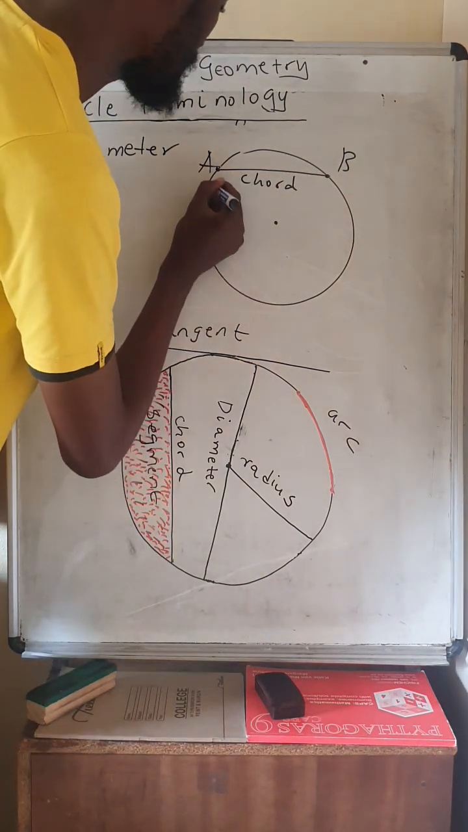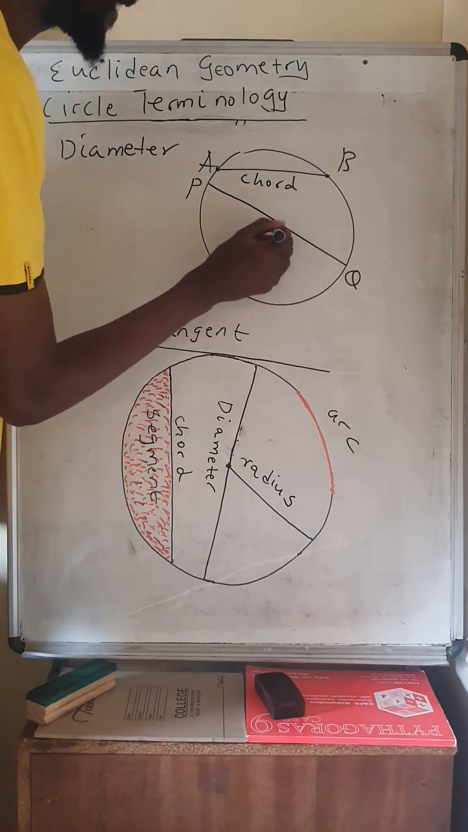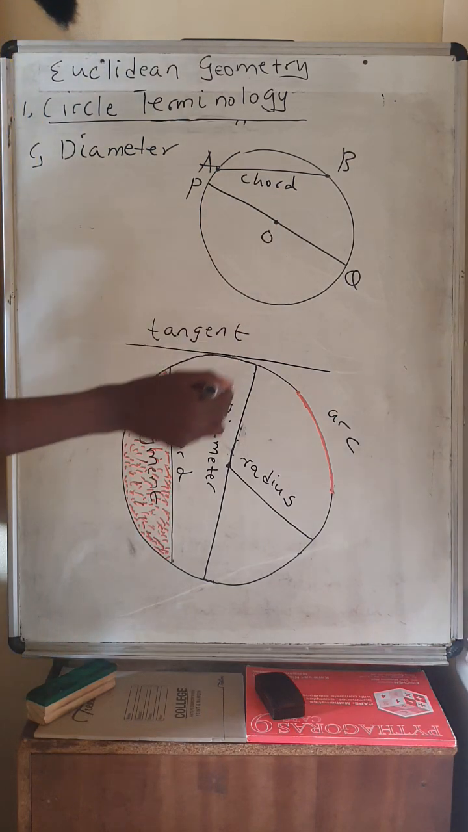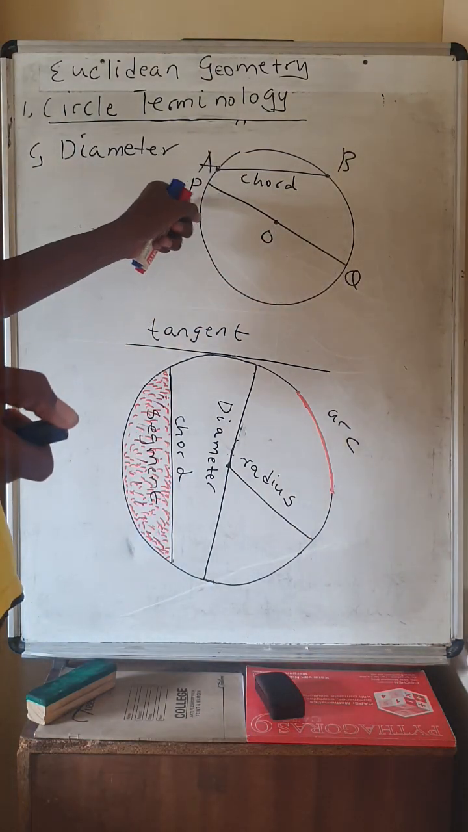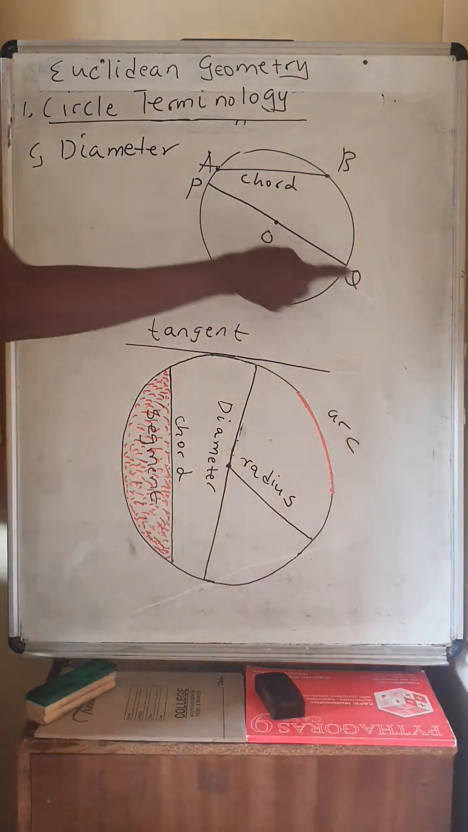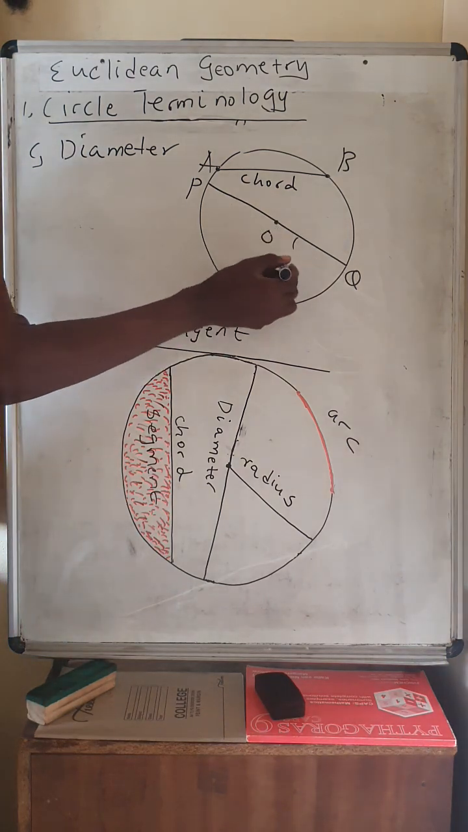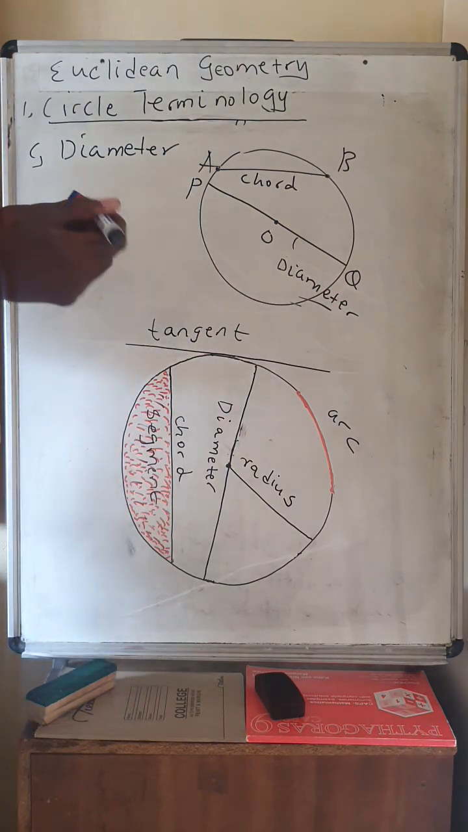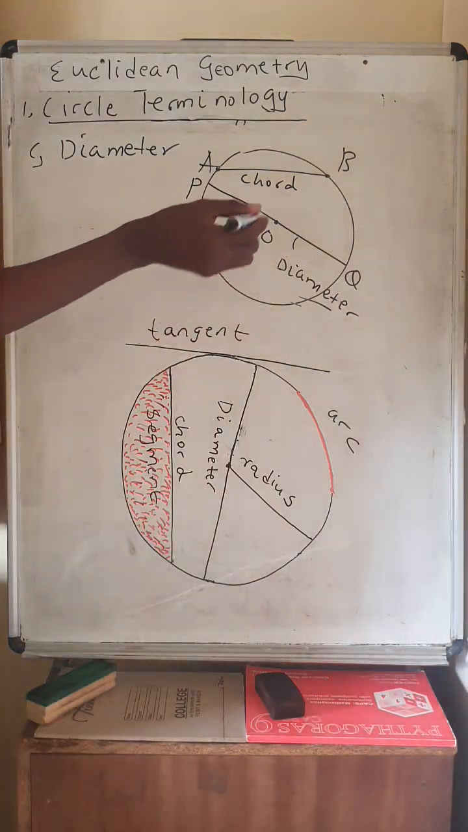For instance, if you give me something like this, P, then I have Q here, and let us say O is the center. In this case, you can see PQ is a chord because it's a line segment joining two points along the circumference. Therefore, PQ is a chord. But this chord passes through the center of a circle. Therefore, this type of chord is called a diameter. It's not just a chord, it's a special chord. A chord that passes through the center will always be called a diameter.